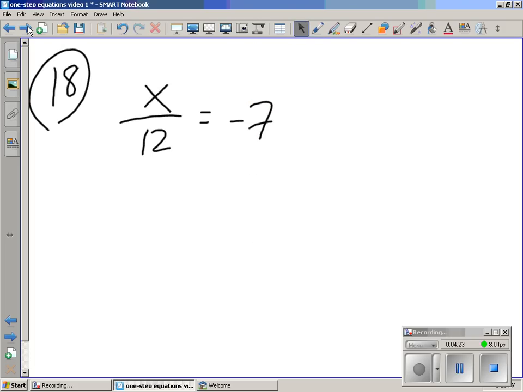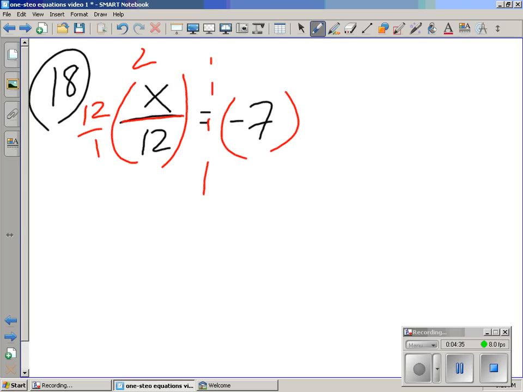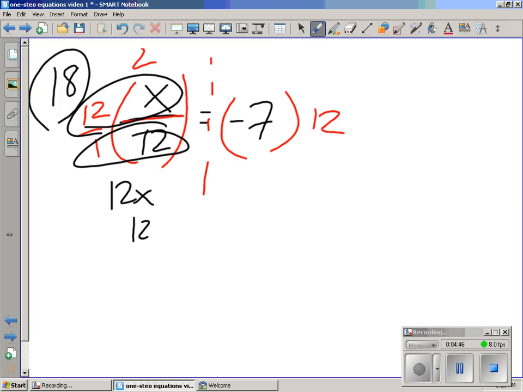Number 18. The variable's on the left side. The variable and the 12, the problem number, are separated by division and the inverse operation is multiplication. On the left side, I have to multiply by 12/1 because I'm multiplying by a fraction. On the right side, I can just multiply by 12. On the left, I get 12x in the numerator, 12 in the denominator.